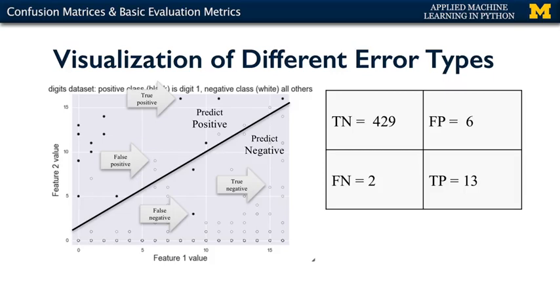The black line shows a hypothetical linear classifier's decision boundary for which any instance to the left of the decision boundary is predicted to be in the positive class, and everything to the right of the decision boundary is predicted to be in the negative class. The true positive points are those black points in the positive prediction region, and false positives are those white points in the positive prediction region. Likewise, true negatives are the white points in the negative prediction region, and false negatives are black points in the negative prediction region.